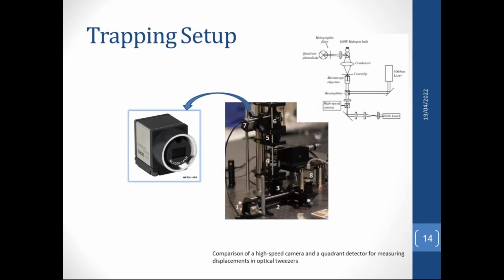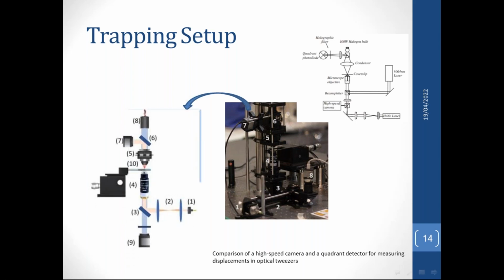In our trapping setup, we use a Shack-Hartmann sensor because we want to measure the point spread function of the laser in the trapping site. But we usually use a quadrant photodetector to measure the movement of the particle during trapping. But using this method, we are able to measure the point spread function and its changes during trapping.